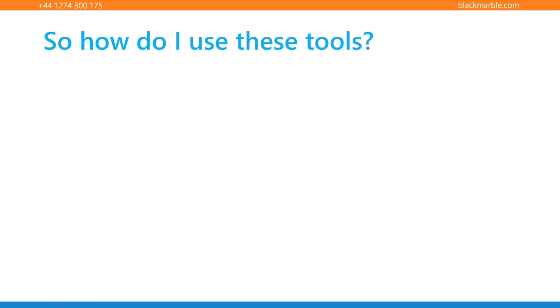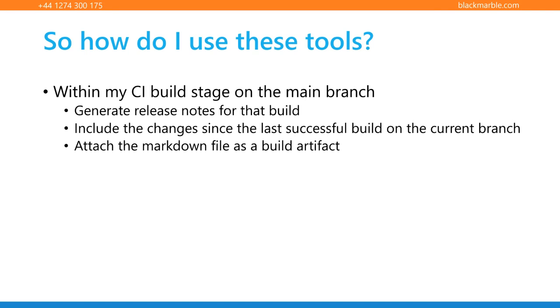How do I use these tools in reality? There's a lot of tools here that you can use very flexibly, and your mileage will be different. You will do something different to what I do with all of these tools. The first one is within a CI build, normally only on the main branch. I normally wouldn't bother to generate release notes on every test build inside a working branch.